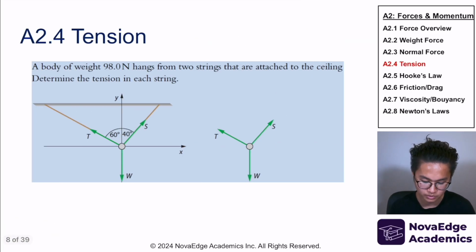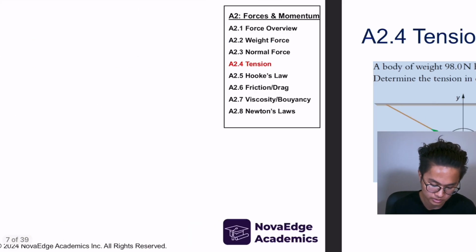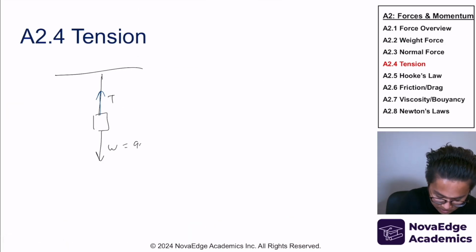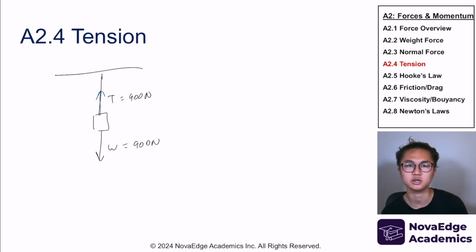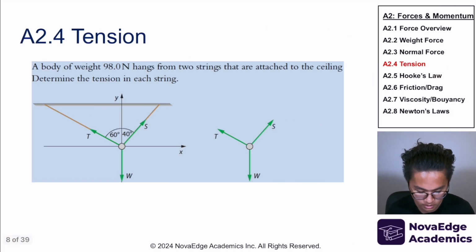So let's do a little bit more complex problem. For example, if the weight here is 900 newtons, we can easily say that the tension is 900 newtons because it is equal and holding it up. Let's do a more complex problem. So pause the video and try this on your own.